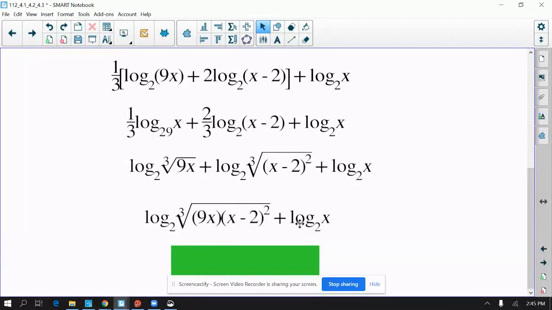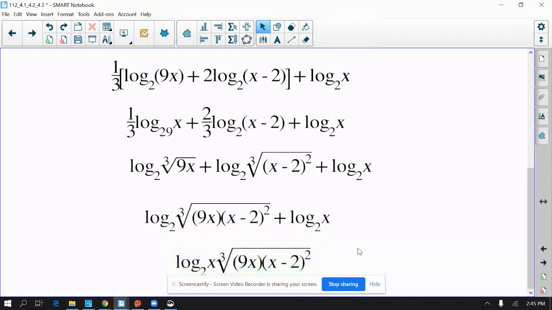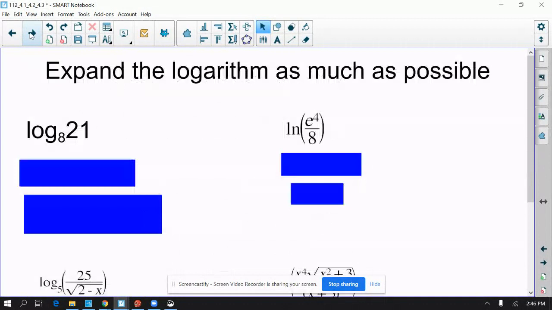And then finally adding this. Notice this x is not the cube root of x, so it's going to be outside of the cube root operator. And this is our final answer. Log base 2 of x times the cube root of 9x times x minus 2 squared. It's a real mouthful. And then reversing it.